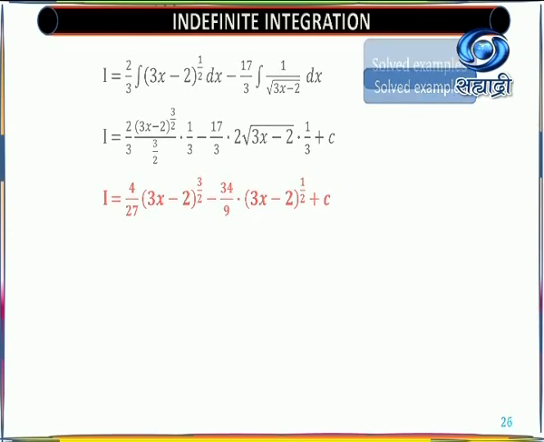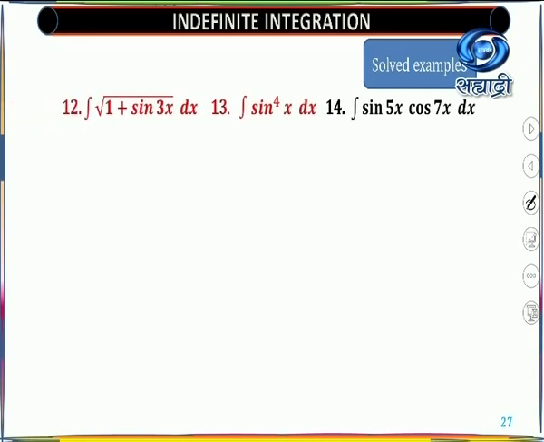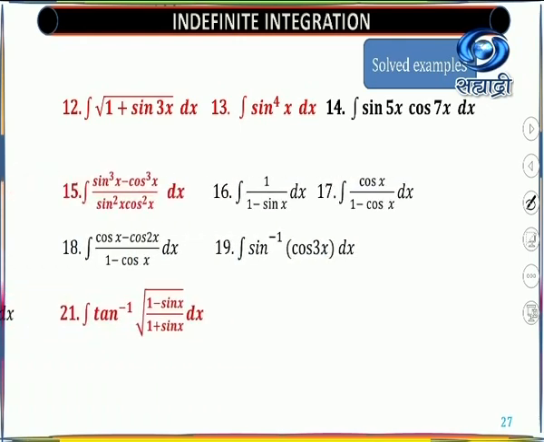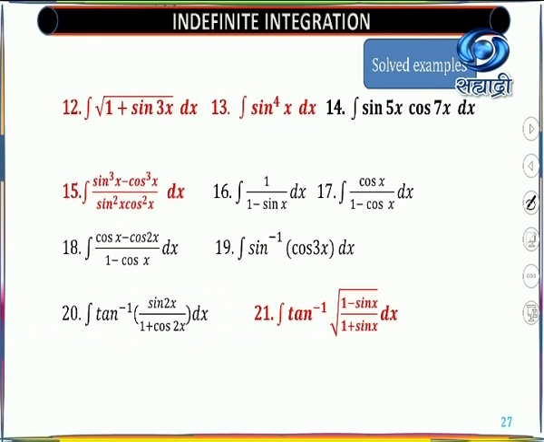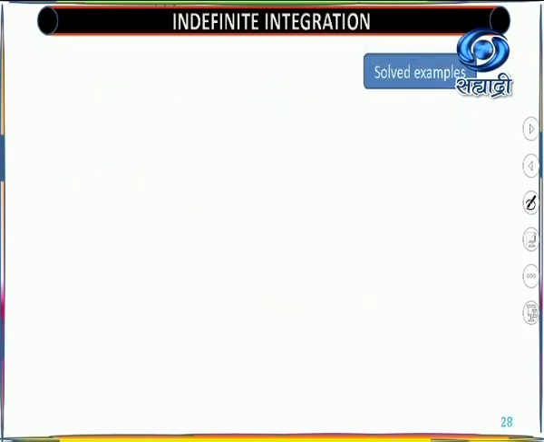So this is your next example. We'll solve the next example, that is integration of. Look at here, there are many examples, out of which we'll take a few. Here there are 21 examples. Out of that we'll take 3-4 examples, because the remaining you are able to solve by using the same method. So we'll start with our 12th example.